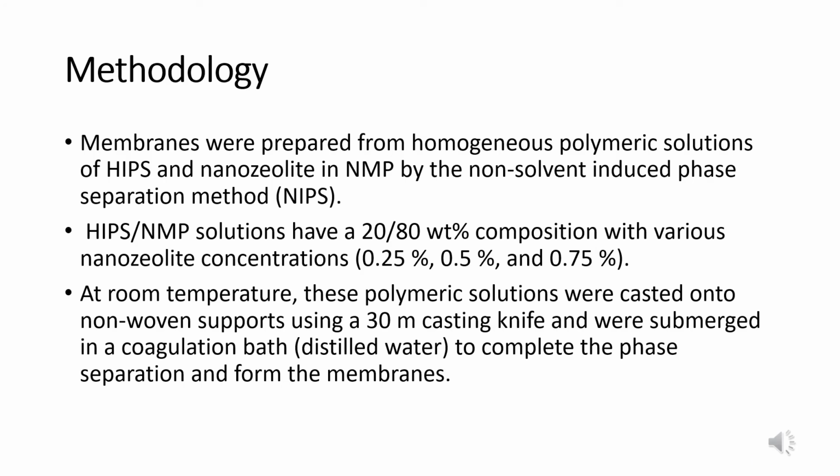Membranes were prepared from homogeneous polymeric solutions of HIPS and nanozeolite in NMP by the non-solvent-induced phase separation method or NIPS. HIPS NMP solutions have a 20-80 weight% composition with various nanozeolite concentrations, which are 0.25%, 0.5%, and 0.75%. At room temperature, these polymeric solutions were casted onto non-woven supports using a 30-micrometer casting knife and submerged in a coagulation bath to complete the phase separation and the formation of the membranes.